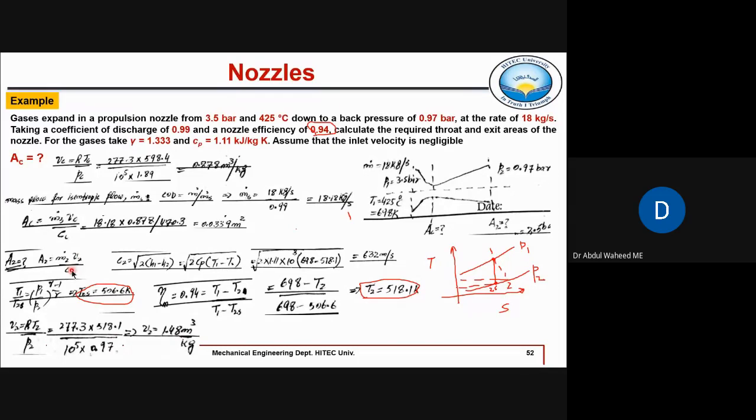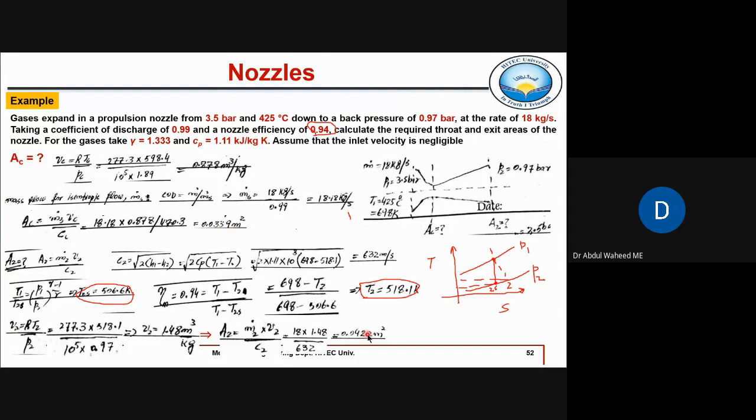So V2 is known, C2 is known. What about M2? M2 will be the actual, because here the frictional losses are not neglected. So that's why the actual flow rate, which is given 18 kilograms per second, will be used. So A2 is equal to M dot 2 V2 over C2. Just values put 18, 1.48. So here is the area at exit 0.04 meter square, which is larger than the throat area 0.0239.